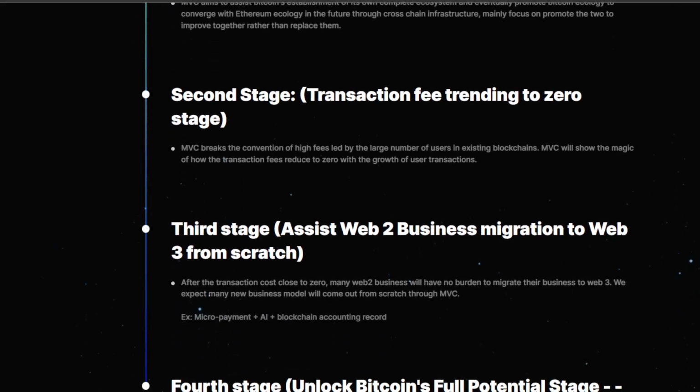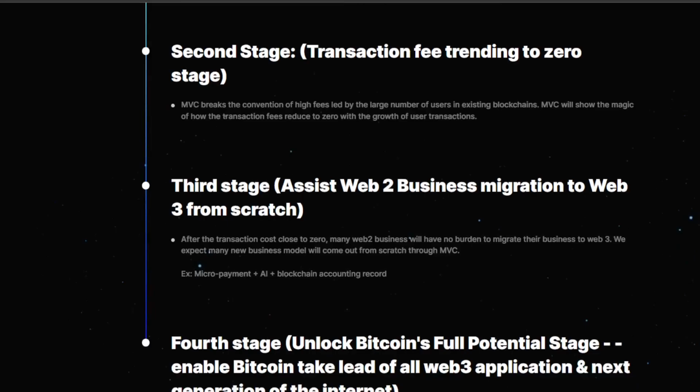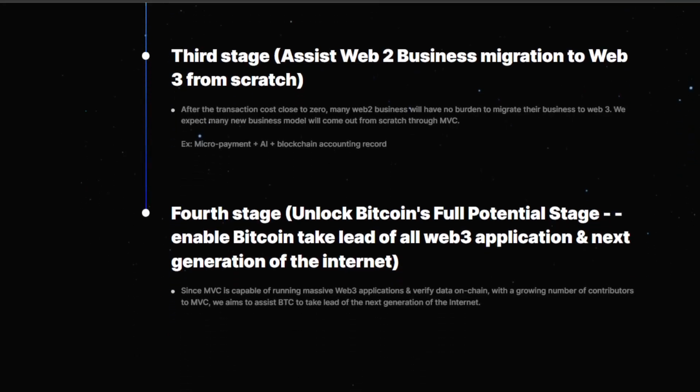So good stuff. Second stage, transaction fees to zero. I like this concept. I would have liked some dates or some unit of measure as to when we expect this to happen. Third stage, Web3 business migration to Web3. So this is an important thing, obviously, facilitating the Web2 to Web3. And I feel like this is what the majority of their tokens are going to be allocated to, is helping their ecosystem grow.